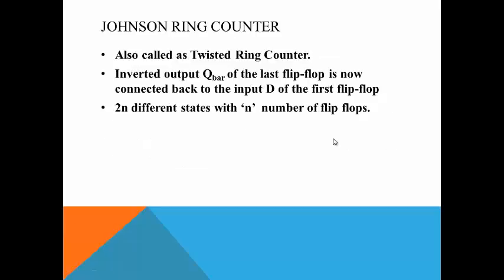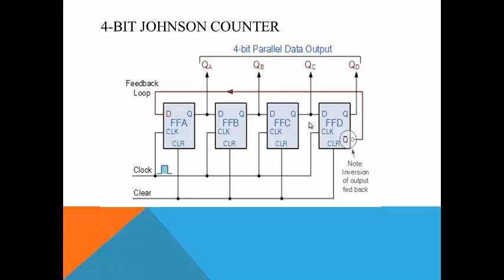There is one more type of shift register which is called the Johnson ring counter. This is called a twisted ring counter because the complemented output of the last flip-flop is connected to the input of the first flip-flop. So the inverted output Q bar of the last flip-flop is connected back to the input of the first flip-flop. You will have 2n different states.